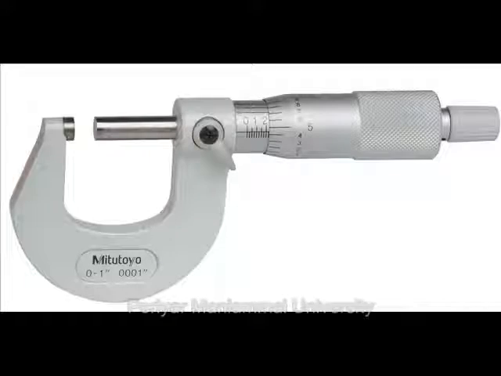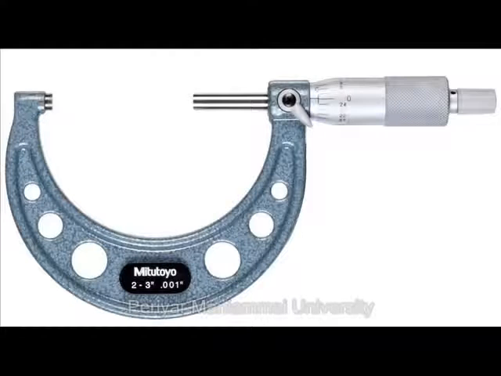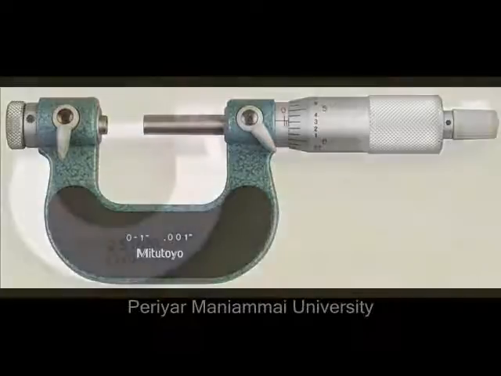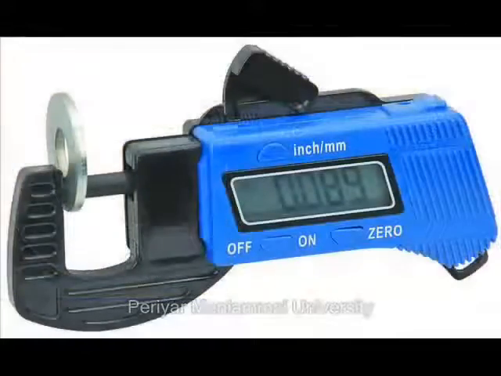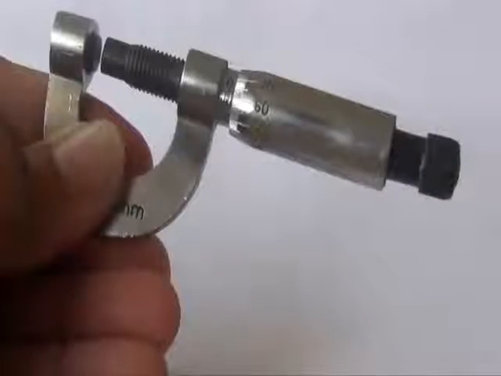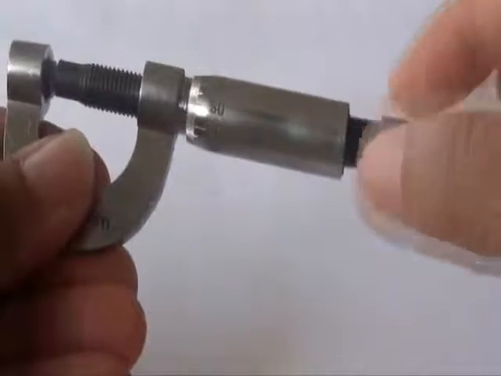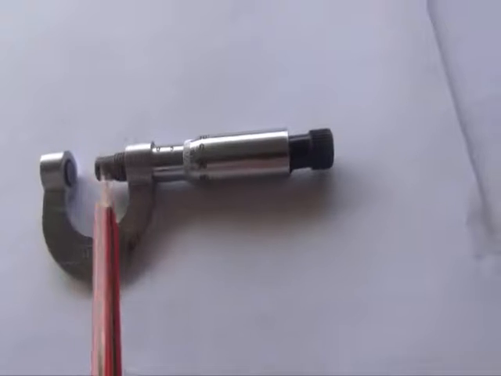Various types of micrometers are there and different sizes are also available, like 0 to 1 inch, 0 to 2 inch, 0 to 3 inch and 4 inch, 5 inch, like that. And digital micrometer is also there. Now you can see a classical screw gauge mostly seen in all the physics laboratories. First let us see some of its parts.